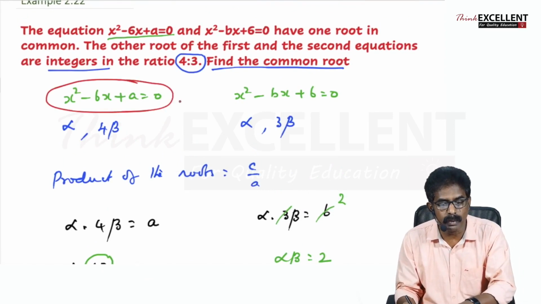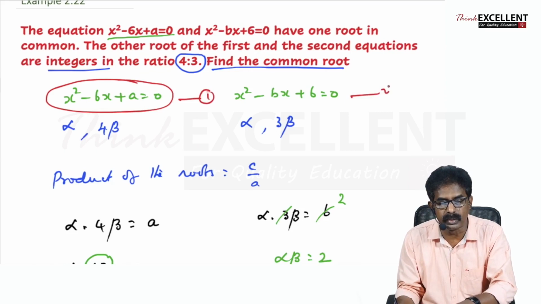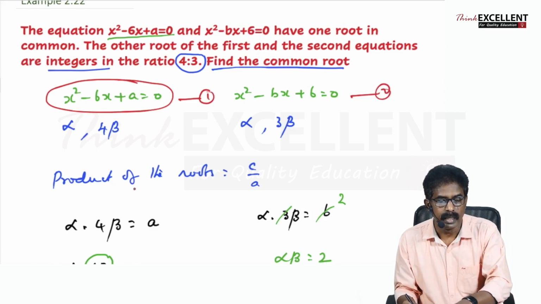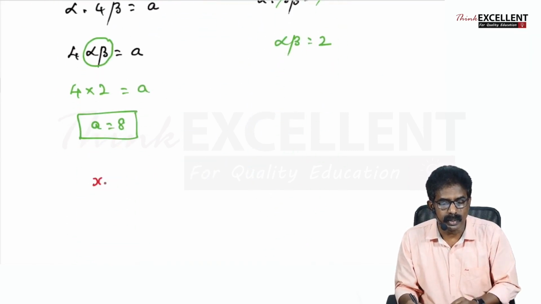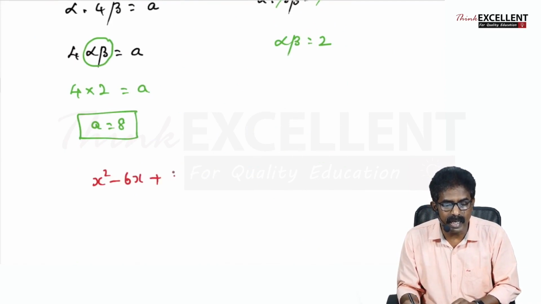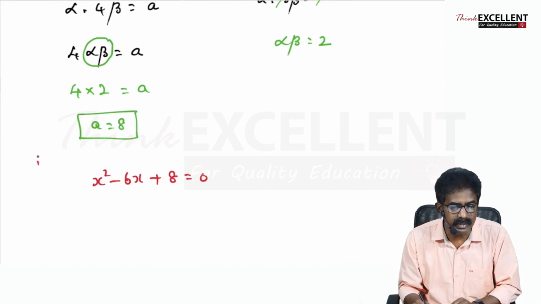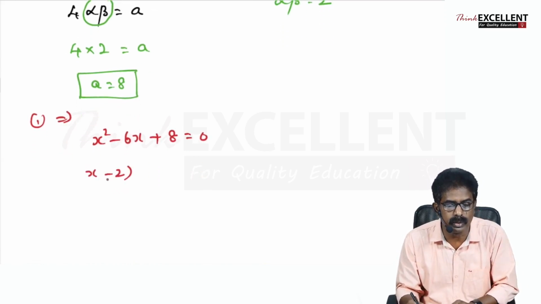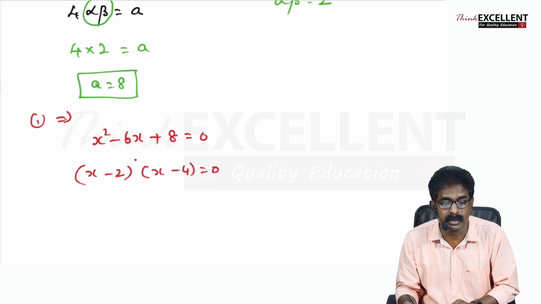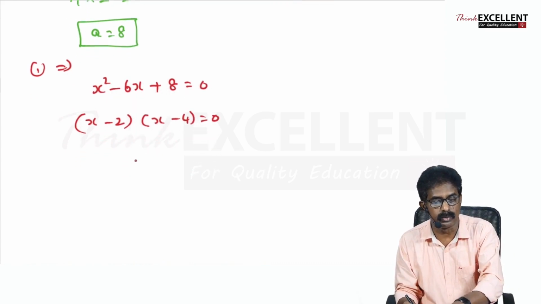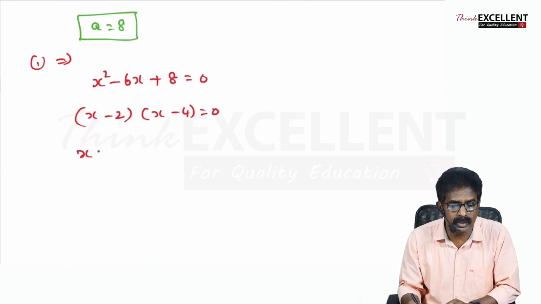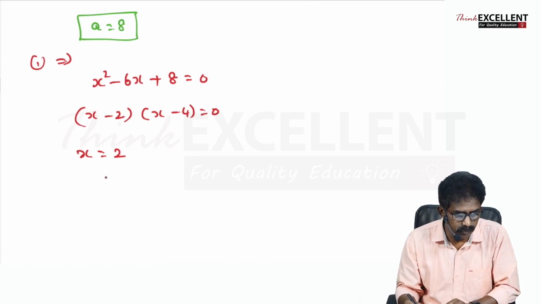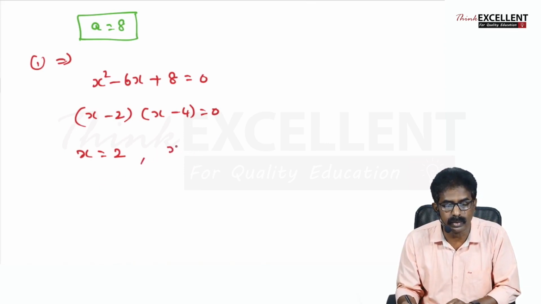So equation 1 becomes, I'm taking it as equation 1, this is equation number 2: x square minus 6x plus A value 8 equal to 0. This is the first equation. Now let us try to solve this one. x minus 2 into x minus 4. I think I need not explain this. Sum is minus 6, product is 8, you know how to factorize it. You are getting x equal to 2 and x equal to 4.